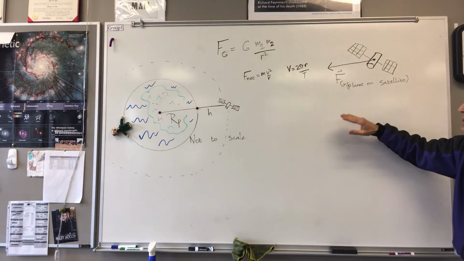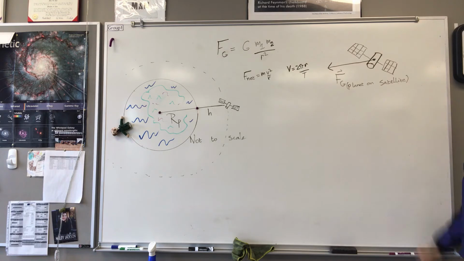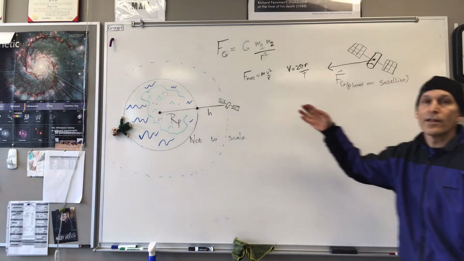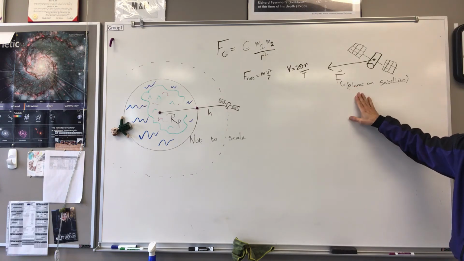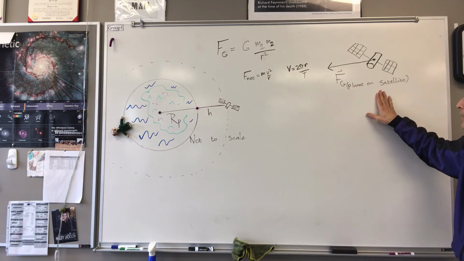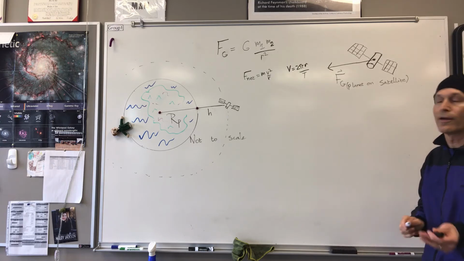So remember that if the object is moving in a circle, it must have a net force towards the center of the circle. For this satellite, the only force that's available to provide that net force is the force of gravity of the planet on the satellite. So that's the gravitational force of the planet on the satellite.